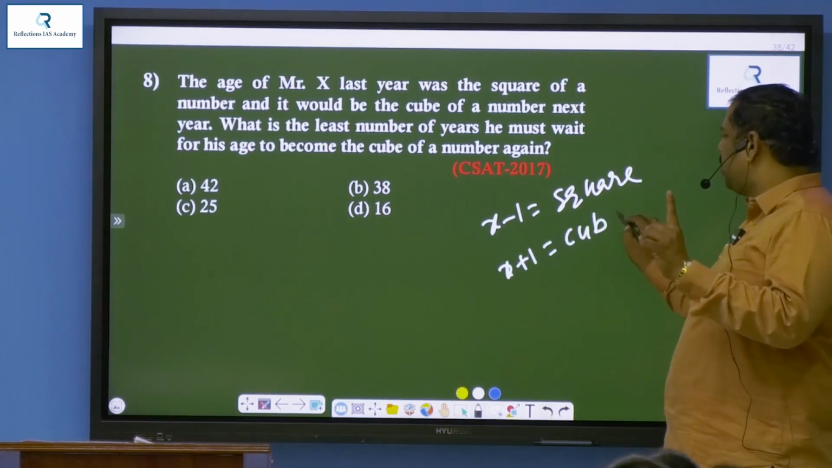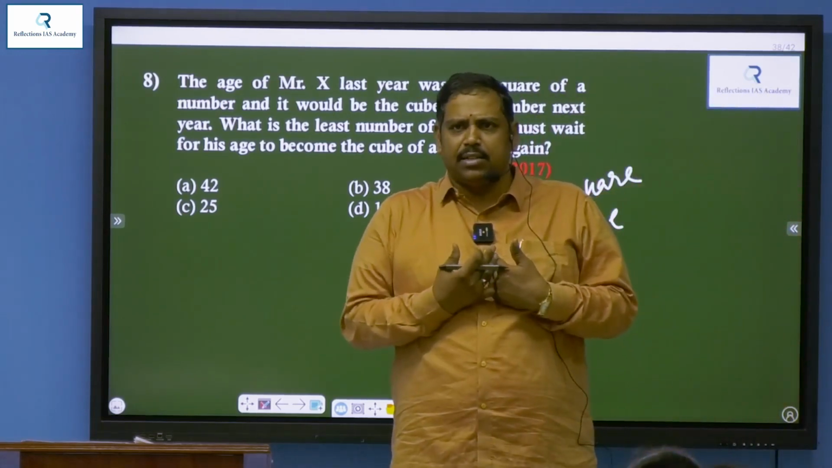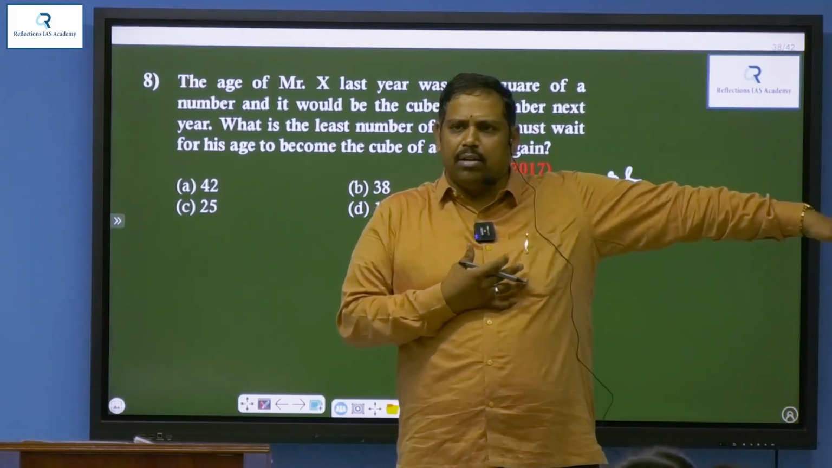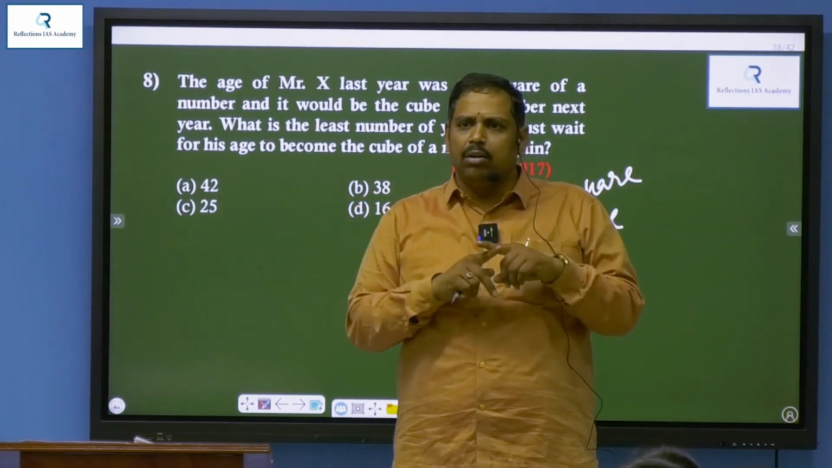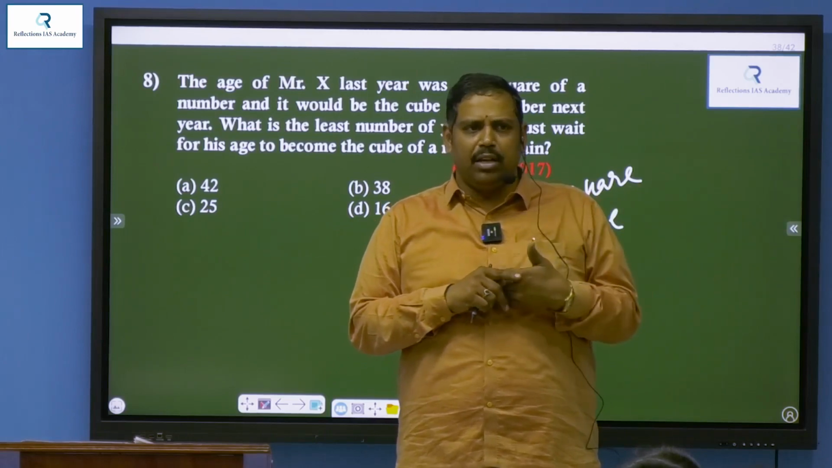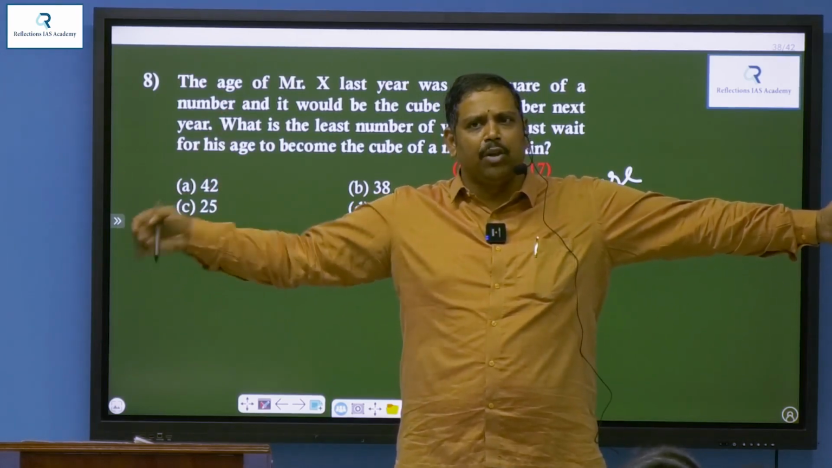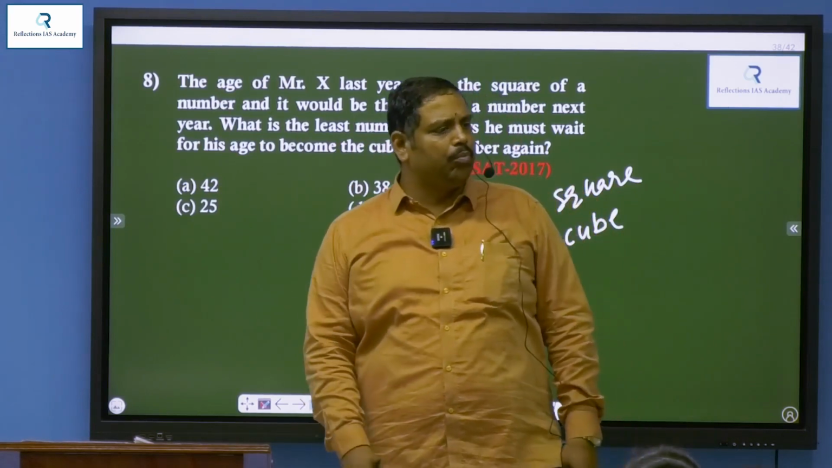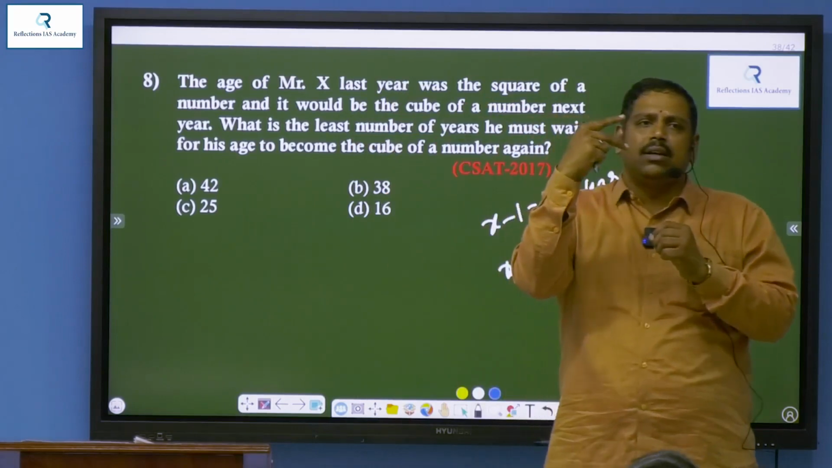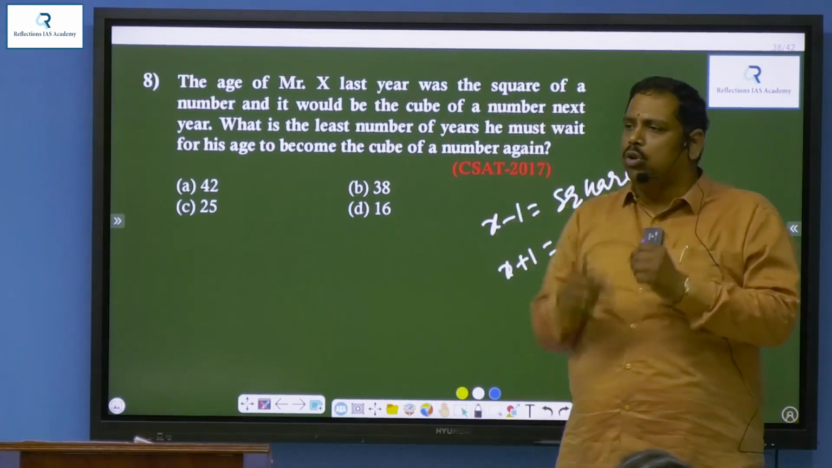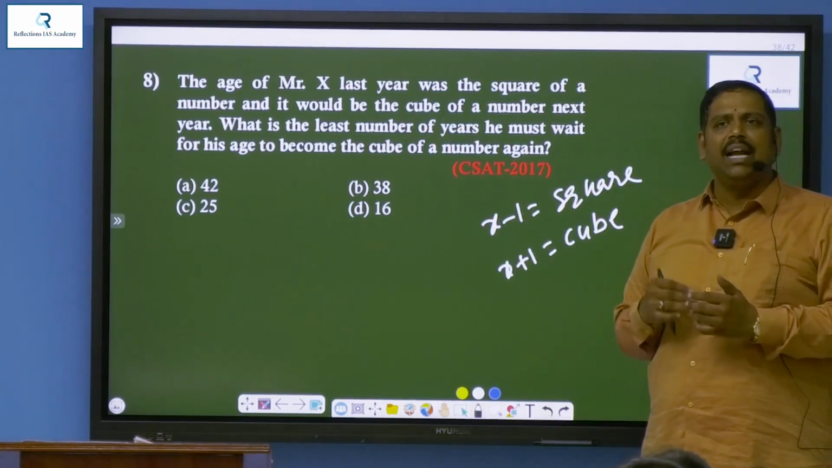Sir, I have a small doubt. Suppose I am that person, my present age is x. Last year is a square, next year is a cube. Last year to next year, how many years gap is there? Last year to present is 1 year, present to next year is 1 year. So a 2 years gap is there. Yes or no? Okay, fine. Within a gap of 2, you should have a square and a cube.